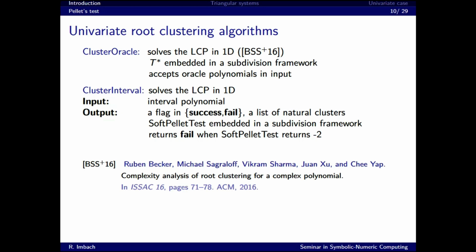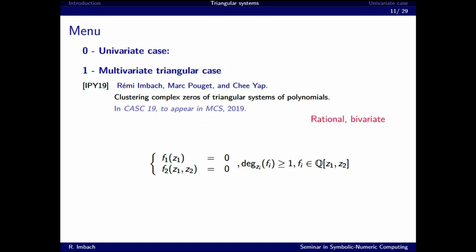It takes as input an interval polynomial and applies the soft Pellet test. When one of the soft Pellet tests returns -2, we say that this procedure fails and it returns fail. Otherwise, it succeeds and it returns a list of natural clusters that solve the LCP. All right, so we are now armed for the multivariate triangular case.